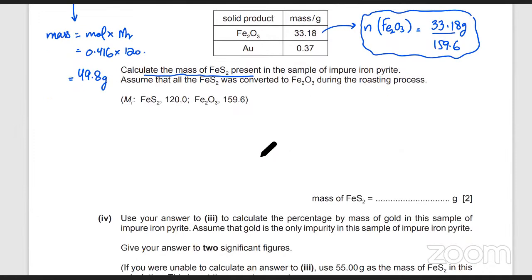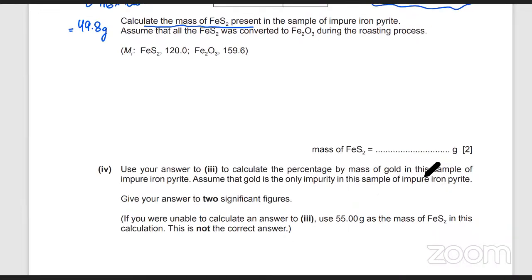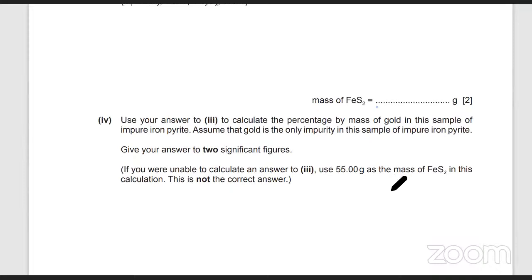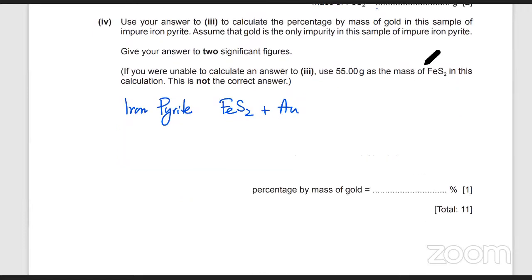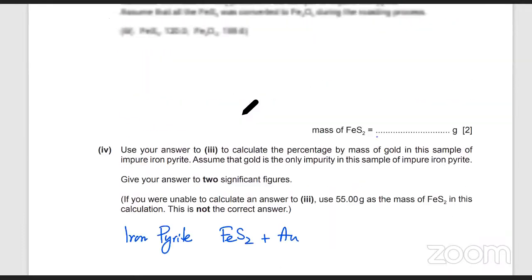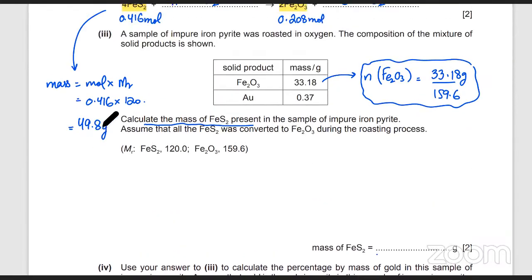The next part is: use your answer to calculate the percentage by mass of gold in the sample of iron pyrite. Assume that gold is the only impurity. So we are assuming that gold is the only impurity. So iron pyrite is basically FeS2 with gold being the only impurity. That's a 1 mark question. We did calculate the mass of FeS2, which is 49.8 grams. That's already calculated.